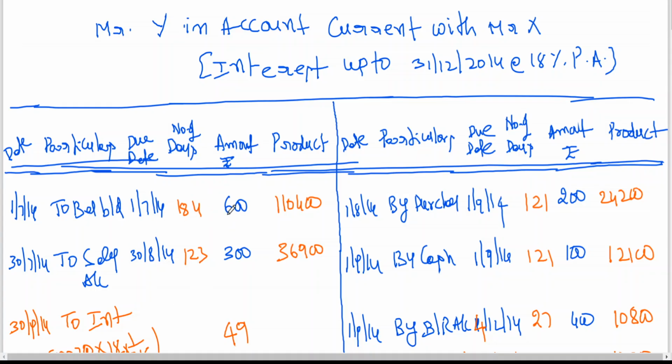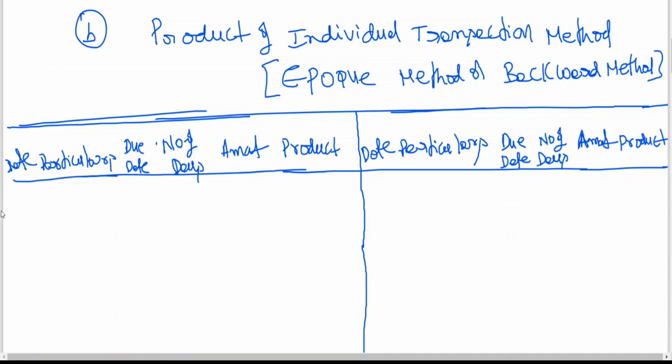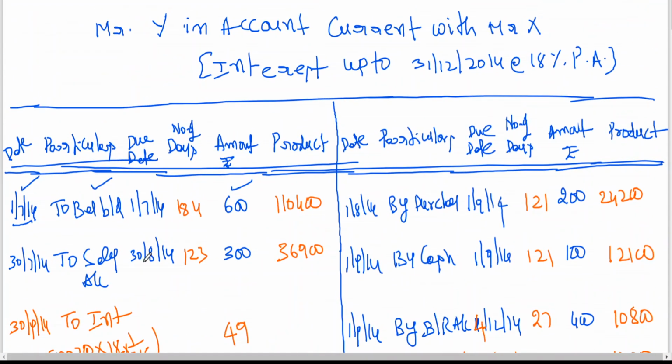We can copy everything except due date, which will be the same. Don't write due date, so I'm copying down as it is, because I've already explained. We can save time. 1714, to balance brought down. Sorry, due date we can write, and the amount. Number of days we calculate later on.